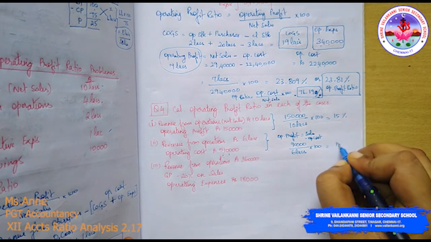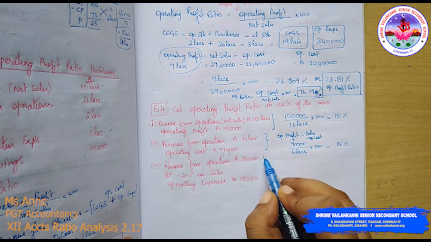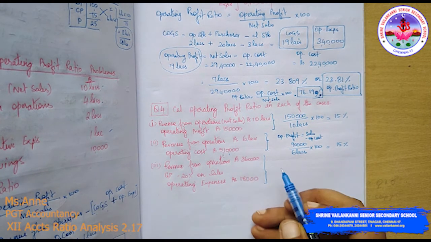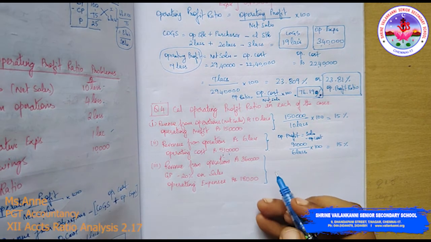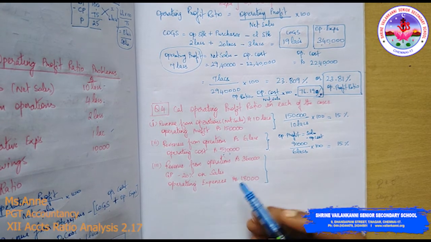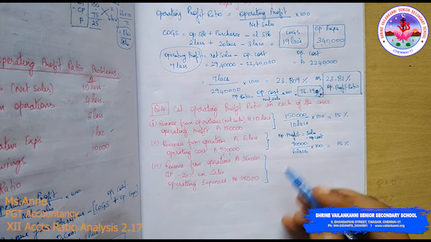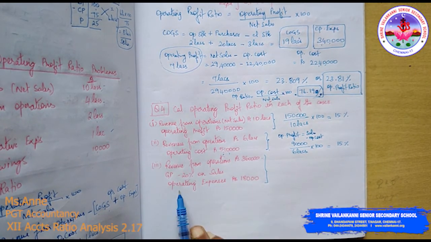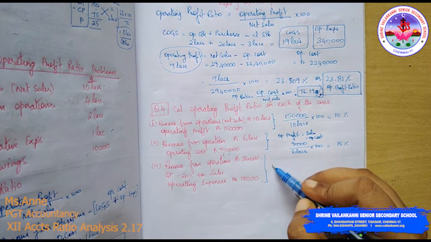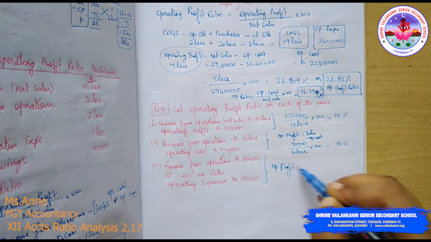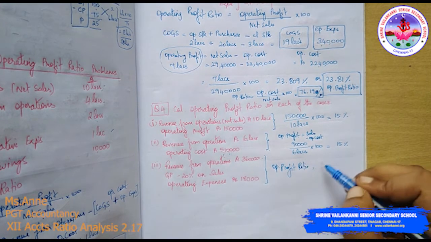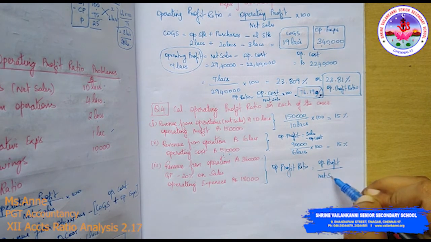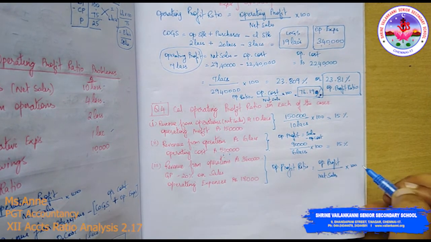It is again 15%. Now for this, revenue from operations is rupees 3,60,000. Gross profit is 20% on sales. Operating expenses is 18,000. So revenue from operations is net sales. You have the gross profit on sales and operating expenses. So we have to find operating profit ratio, which is equal to operating profit divided by net sales into 100.